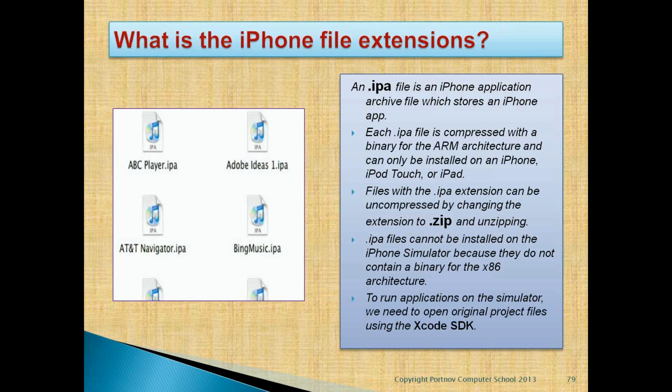When we talk about iPhone, the primary file extension is .ipa. If we're talking about a compressed file, it will be .zip. And here's a small catch: if you run an iPhone application on a simulator, you cannot really run the IPA file directly on the simulator. You need to go through the Xcode SDK, because of the Intel processor things.